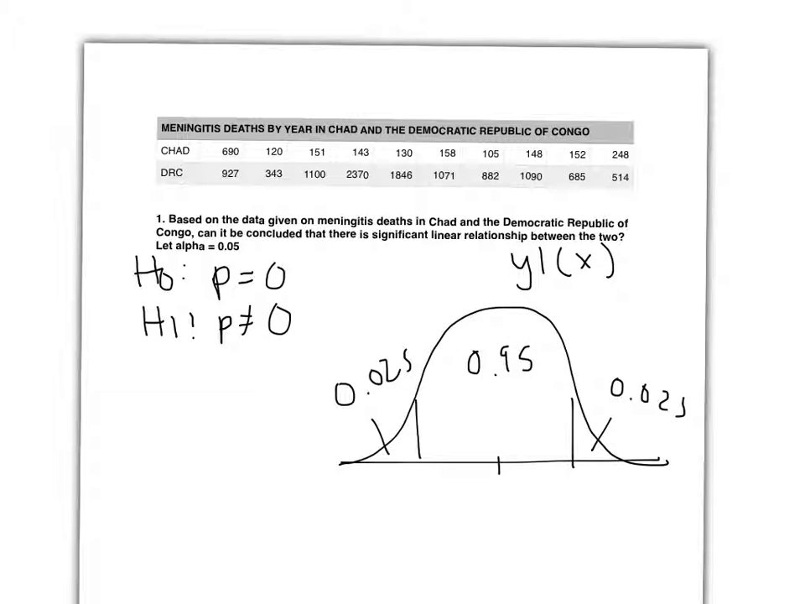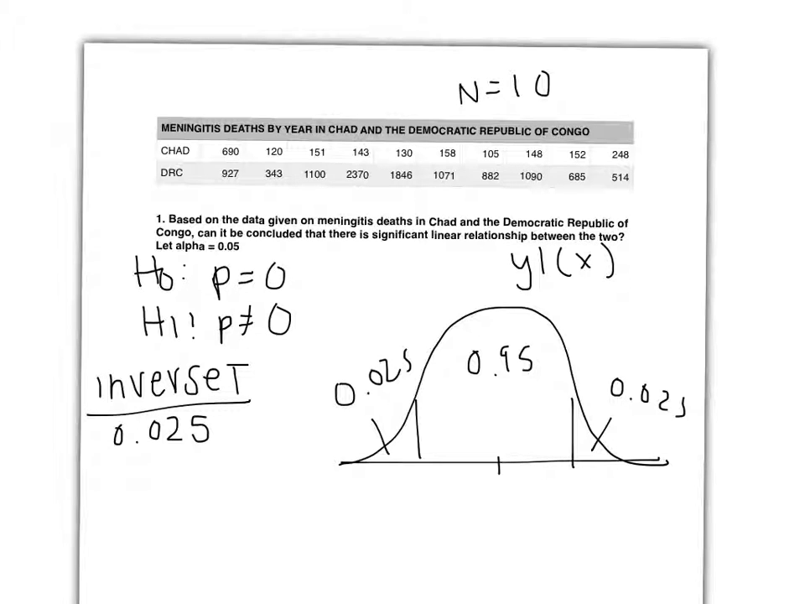Okay, so in order to find the critical values, you will use the inverse t function of your calculator, and then enter the area, which in this case is 0.025, and then the degrees of freedom, which is calculated by n minus 2. So in this case, n equals 10, and so n minus 2 would be 8. And then when you enter that into your calculator, the two critical values are negative 2.31 and 2.31. So those are your critical values.